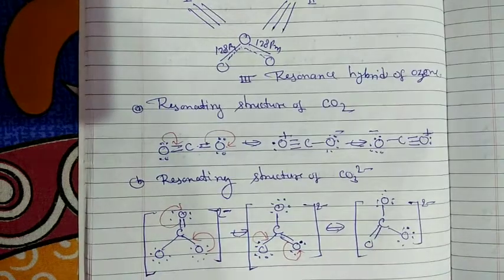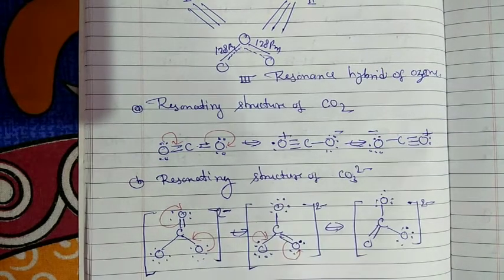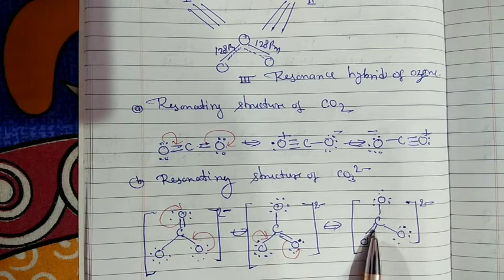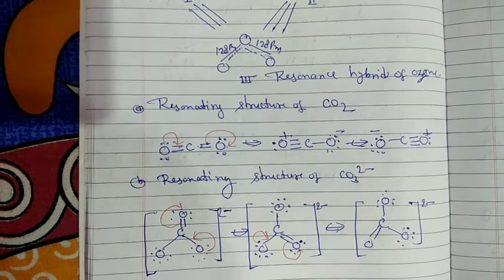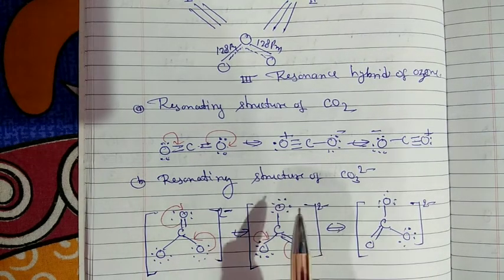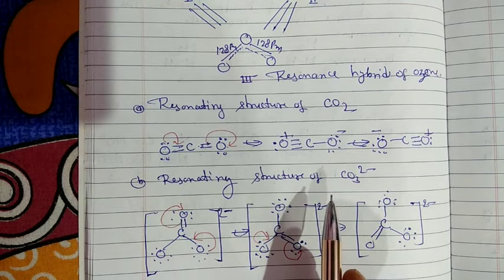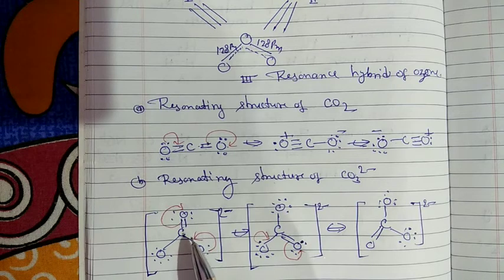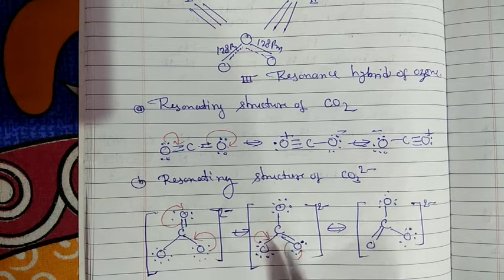You also see here resonating structures of CO3 2 minus. How many resonating structures are possible? There are 3 resonating structures possible of the CO3 carbonate ion. Okay. First of all, you count the total number of valence electrons, and using the single bond with total number of atoms, and then the remaining number of non-bonding electrons are put on the oxygen atoms or carbon atoms. So this is the complete structure of the resonating structure.